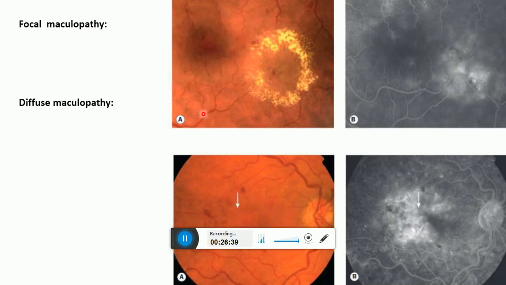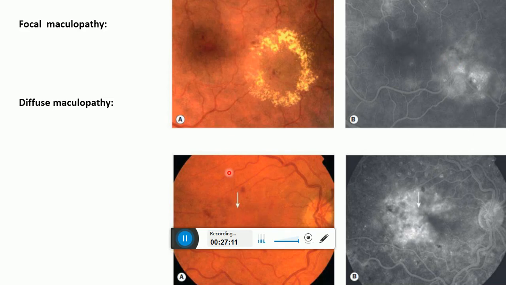So one is focal maculopathy and another is diffuse maculopathy. Focal maculopathy is a well circumscribed retinal thickening associated with complete or incomplete rings of exudates. Here you can see rings of exudates. The FA shows late focal hyperfluorescence due to leakage, usually with good macular perfusion.